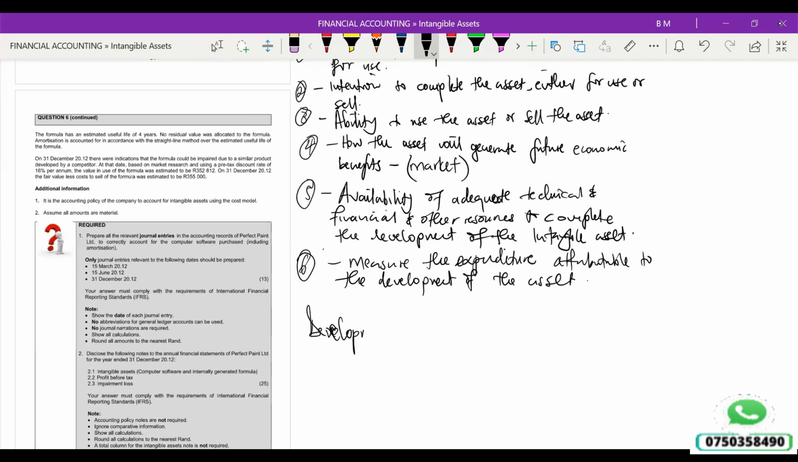Then all the development costs are capitalized. In other words, the cost of an intangible asset is the development cost. In other words, you are now capitalizing all the costs that are incurred during the development phase. Any questions?